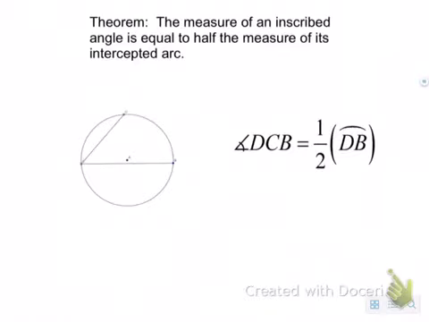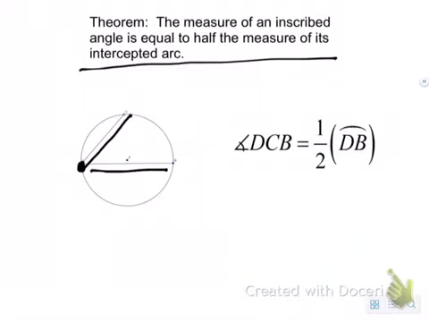Now close the first flap and let's go to the second flap. You should find this theorem on the second flap, and this is the theorem that we talked about Monday. The measure of an inscribed angle is equal to half the measure of its intercepted arc. I know this is an inscribed angle because the vertex of that angle is on the circle, different from a central angle. And the arc is not equal any longer, it's equal to half the arc.